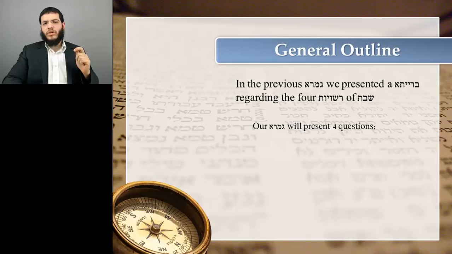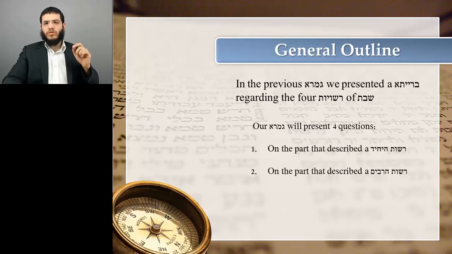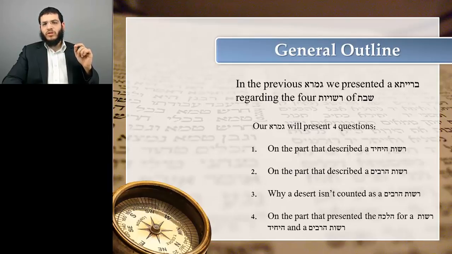The first question is going to be on the part of the brisa that described what's a Rishus HaYachid. The second question is going to be on the part of the brisa that described what's a Rishus HaRabim. The third question is going to ask why we don't count the desert, the Midbar, as a Rishus HaRabim. And the fourth question is going to be on the part of the brisa that described the din of when a person carries from Rishus HaYachid to Rishus HaRabim, or from the Rishus HaRabim to Rishus HaYachid.